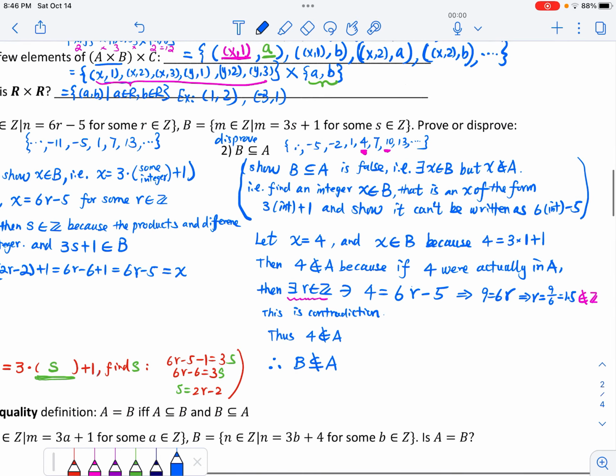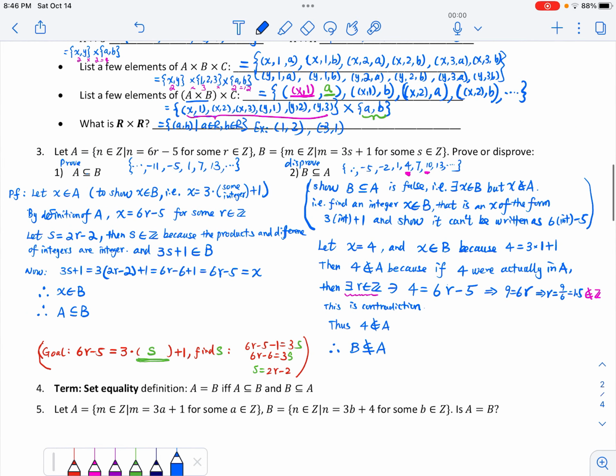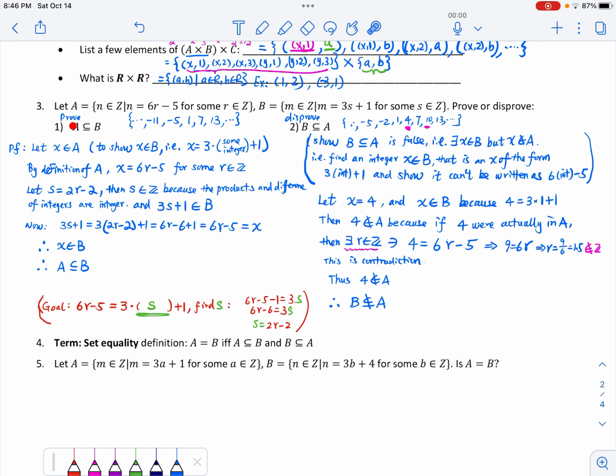Alright, so these are the two parts. I hope that you are able to cover the answer and then reproduce this proof by yourself. This certainly reflects a good understanding of the skill of proving subsets, and also understanding the concept of the definition of these two sets.